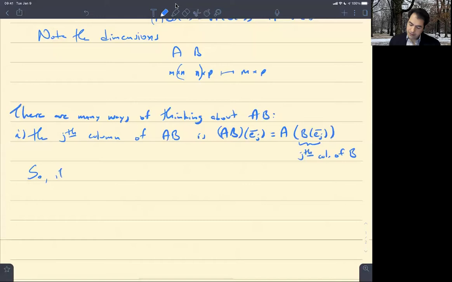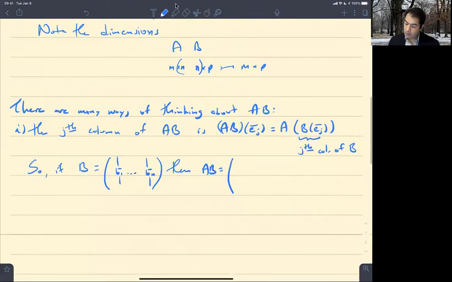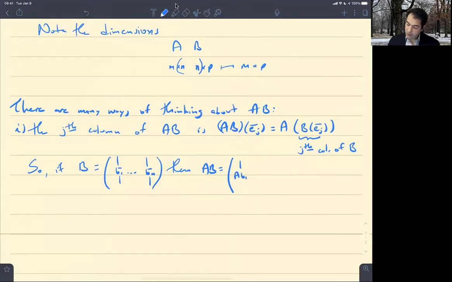So if we denote the columns of B as lowercase b1 through lowercase bn, then A times B is the matrix whose columns are A times lowercase b1 up through, oh, sorry, B has p columns, all the way through A times lowercase bp.